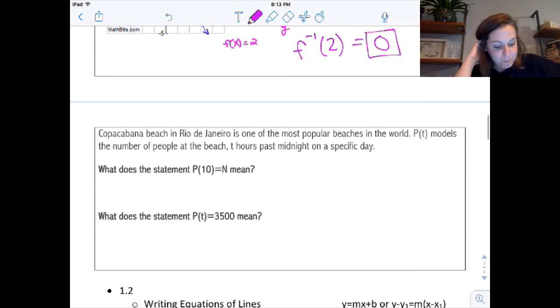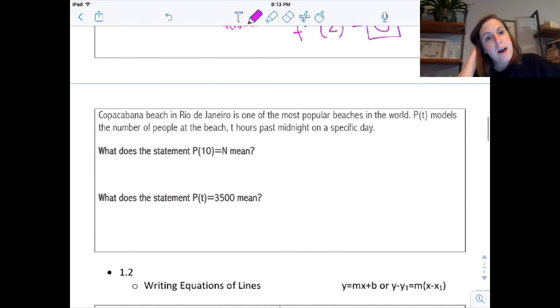Copacabana Beach in Rio de Janeiro is one of the most popular beaches in the world. P of t models the number of people at the beach. P of t is the number of people at the beach t hours past midnight. Okay?